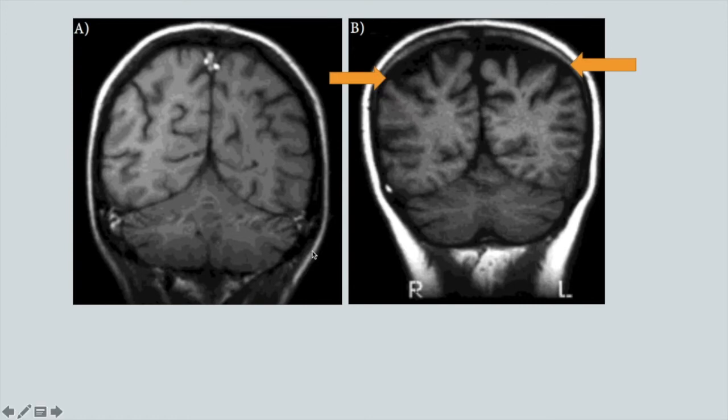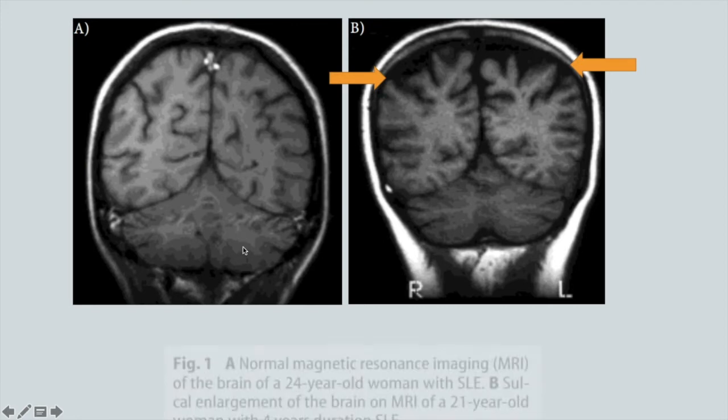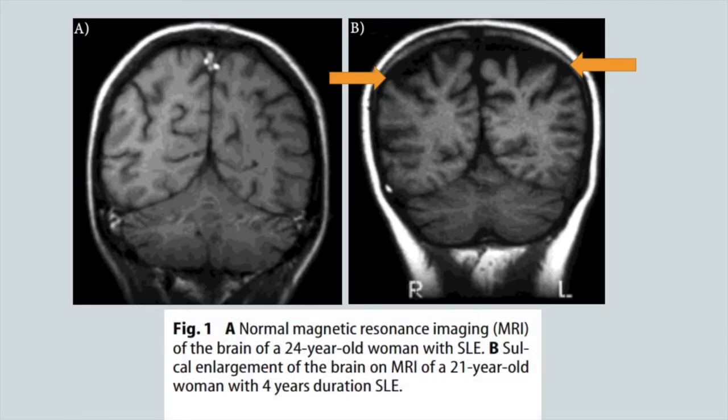These are two MRI brain selected images of a T1 sequence. As you can see, these two belong to patients of reproductive age. On the left belongs to a 24-year-old female, and the right is a 21-year-old female. As you can see on the left, the brain sulci are relatively normal for age. However, on the right, you can see the sulci widening with prominent CSF bilaterally. This is in keeping with cerebral atrophy.